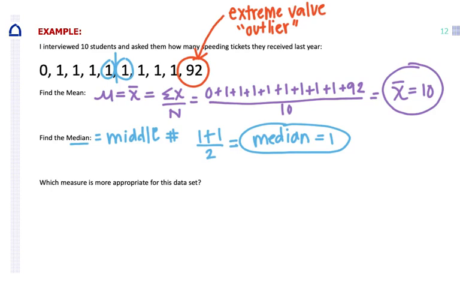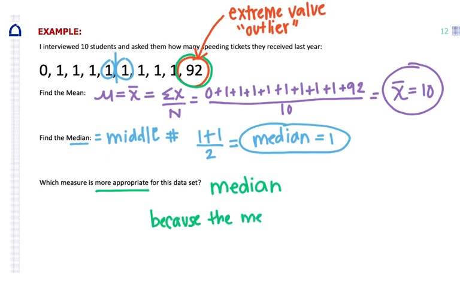So now we can look down and where it says which measure is more appropriate. Well, they are very different, and the issue is that the mean is quite big because we had this one outlier, this one student who received so many speeding tickets that skews the mean to be much higher than the rest of the data. So in fact, when you have an extreme value, it's always better to use the median. Why? Because the mean is misleading.